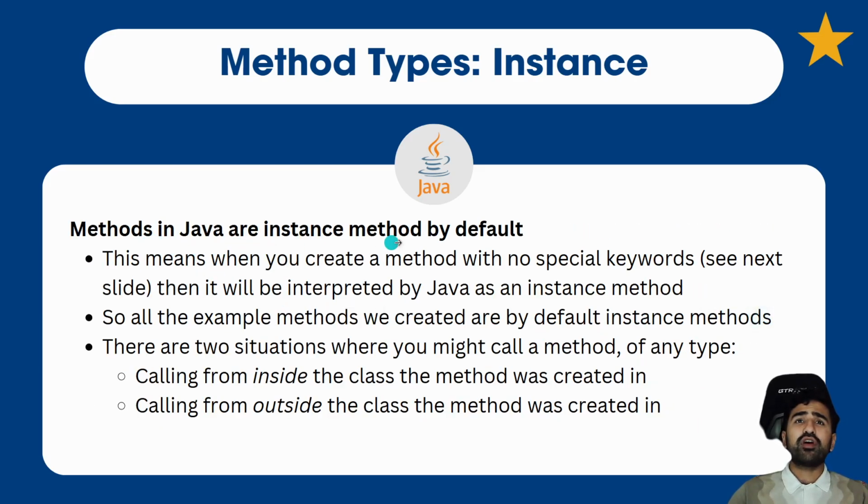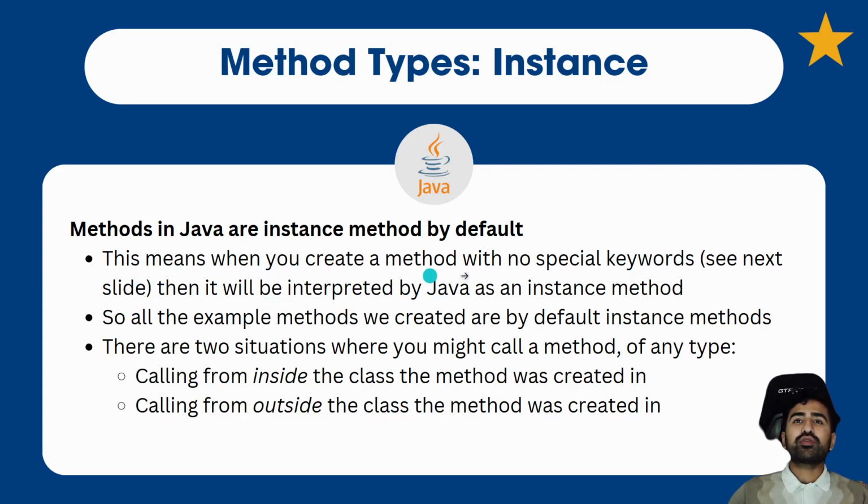So methods in Java are instance methods by default. If you don't actually tell it what type of method it is, Java is going to assume it's an instance type. For static, you actually have to tell Java it's static. We'll look at that in the next slides.